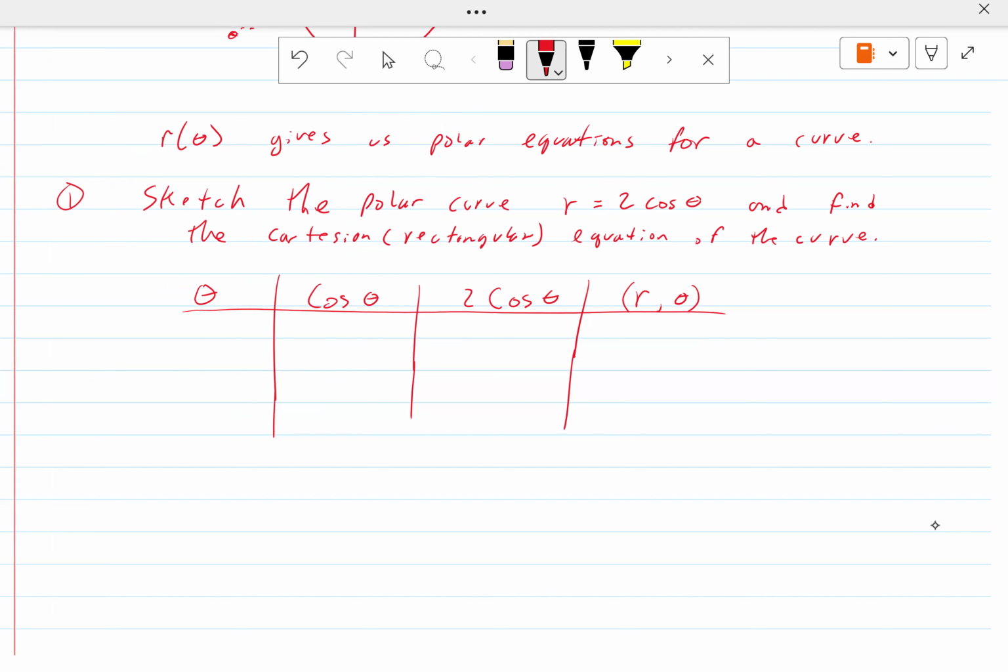Okay, so let's see what happens when we start with 0. At 0 we get 1. Cosine of theta is 1, and then 2 times 1 is 2. So we're at 0, 2. Okay, so right away we're at 0, 2. Or sorry, 2, 0, my bad. 2, 0.